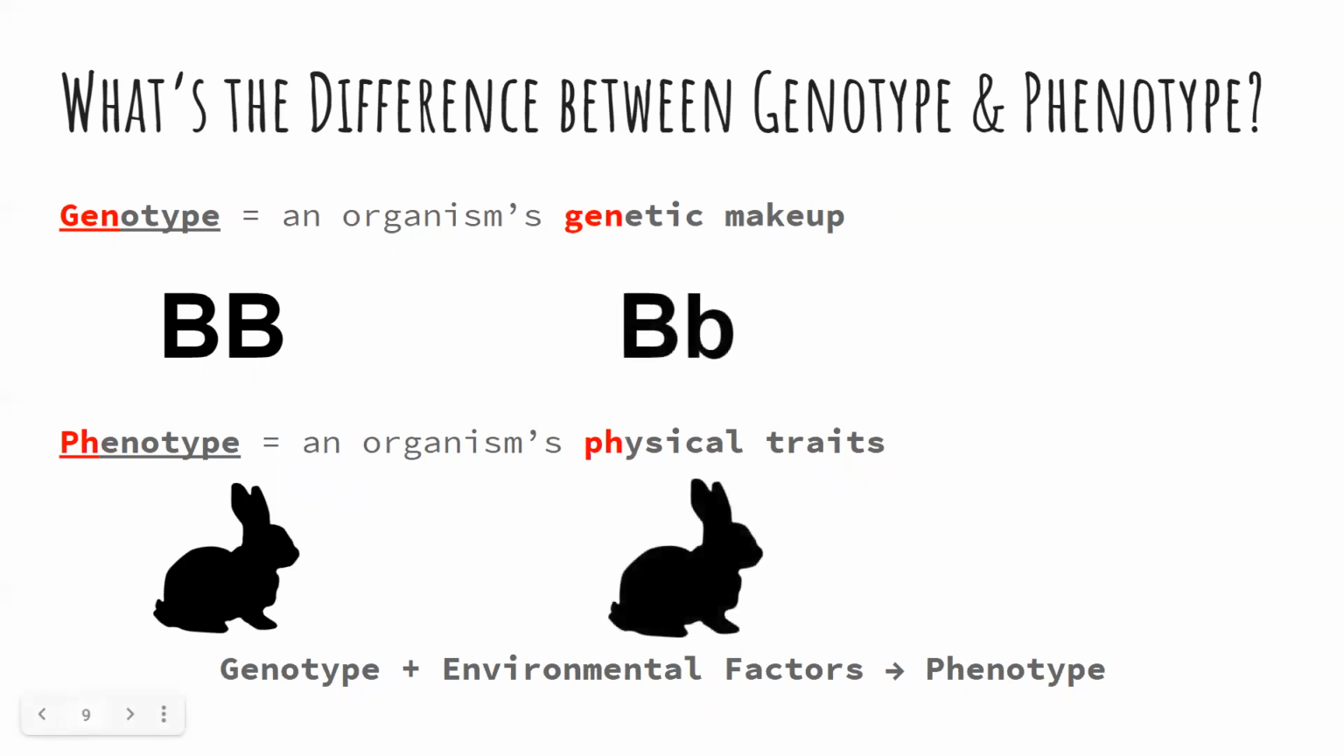The genotype of this bunny is a heterozygous genotype because it has a capital B and a lowercase b. Its genetic makeup is capital B, lowercase b. However, its phenotype, its physical trait, what we can see, is still a black bunny because that capital letter overpowers the lowercase letter. So that dominant trait overpowers the recessive one and will always show.